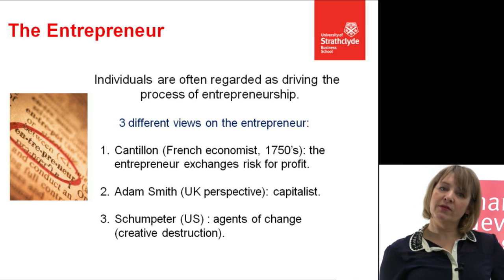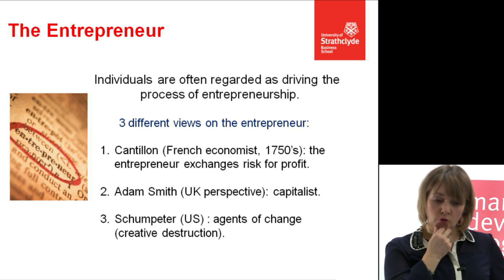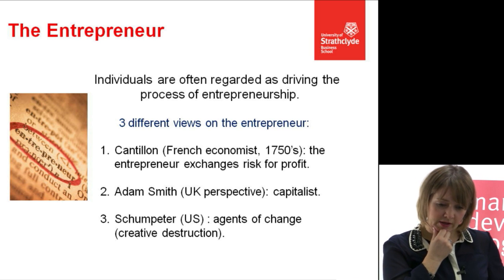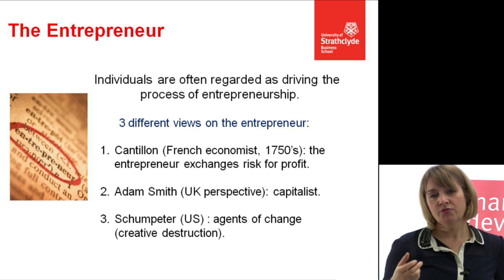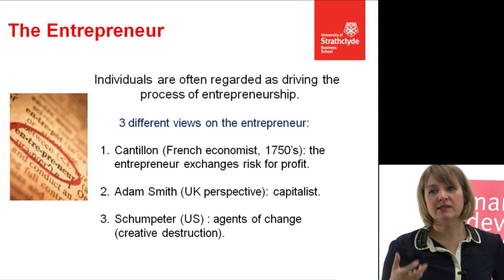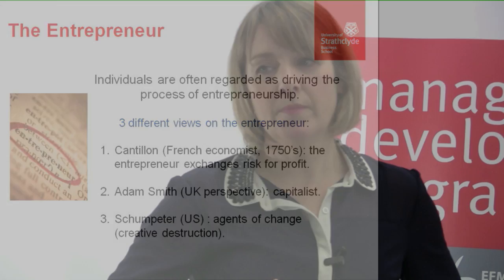A second perspective on the entrepreneur, someone closer to home, someone who studied at Glasgow, Adam Smith, the famous economist, he provides a UK perspective that very firmly regards entrepreneurs as central to free markets and to capitalist economies. He regards entrepreneurs as being the industrialists, the owners of the means of production who make things happen. And again, I think we can probably challenge that view of entrepreneurship in contemporary society.